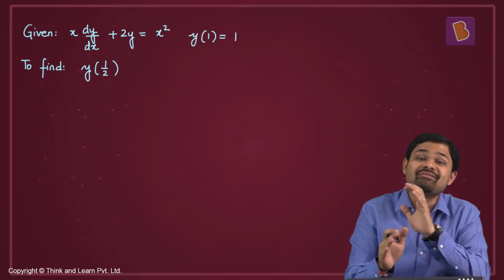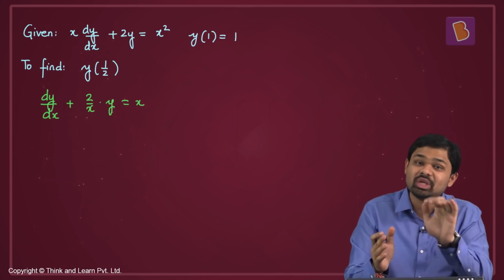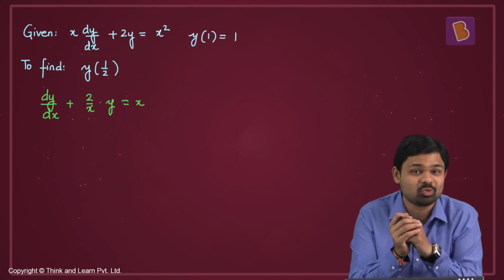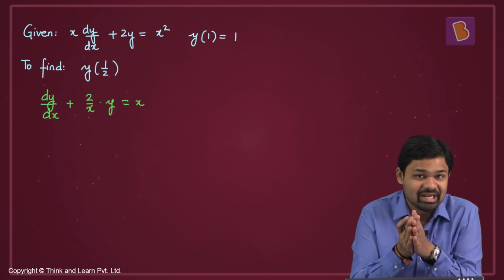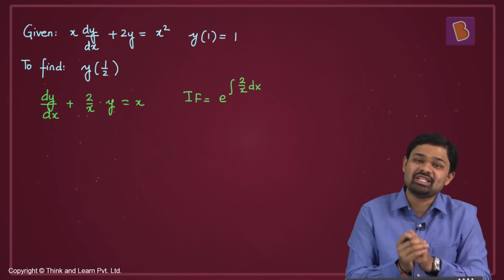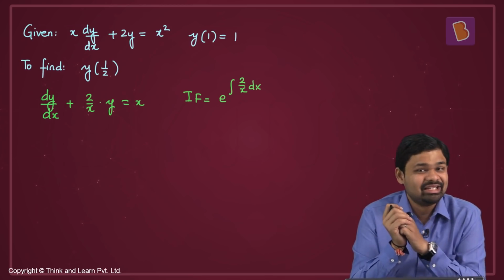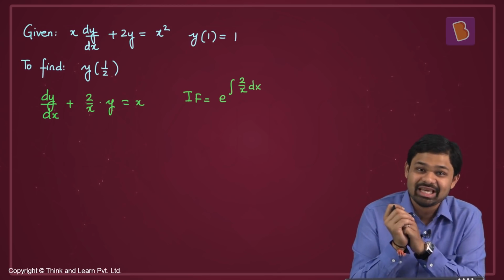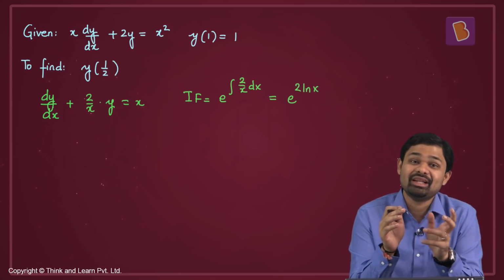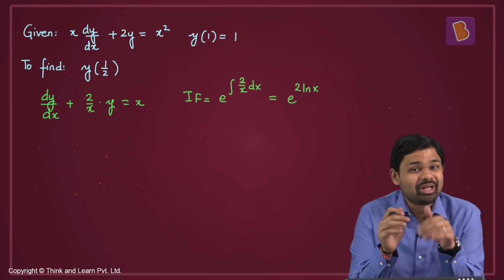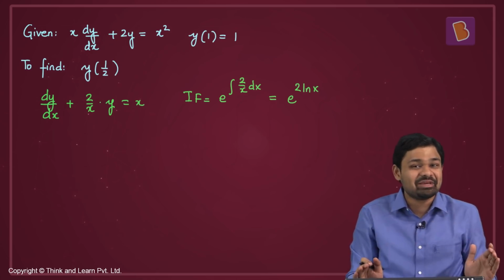All that you have to do is divide throughout by x, and as soon as you do that, your differential equation reduces to dy/dx plus (2/x)y equal to x. Now, what is the integrating factor? The integrating factor is nothing but e to the power integral of 2/x dx. Now, the integral of 2/x dx is nothing but 2 log x. Now, 2 log x can be written as log of x square, which means my integrating factor is e to the power log of x square, which is nothing but x square.